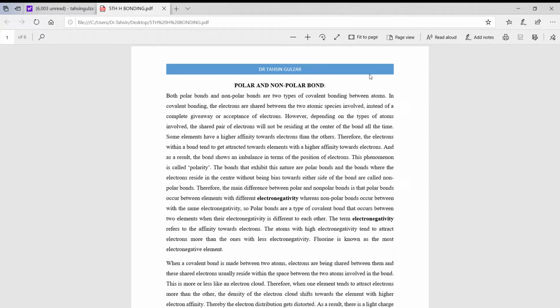You will learn today what are polar bonds, what are non-polar bonds, how polarity is important in some very specific or peculiar characteristics of organic compounds, how a compound becomes polar, and why compounds are non-polar.